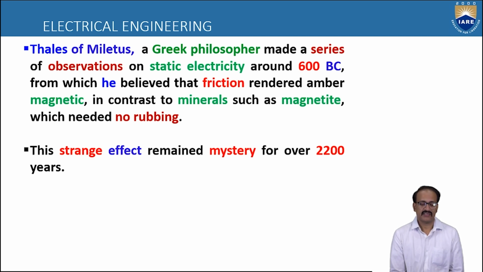Thales of Miletus, a Greek philosopher, made observations on static electricity, also around 600 BC. See how much earlier they were able to detect this electricity. He found that some materials, like magnetite, without rubbing, show some properties of attraction. Afterwards, the scientists, after 2200 years, were able to find that mystery.